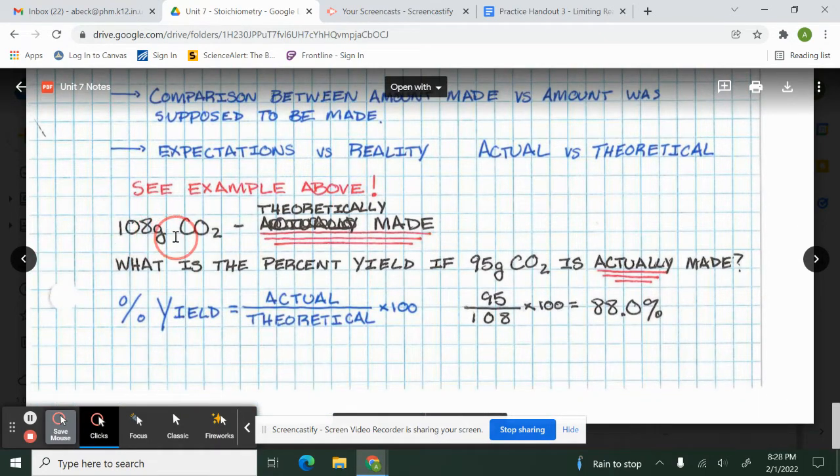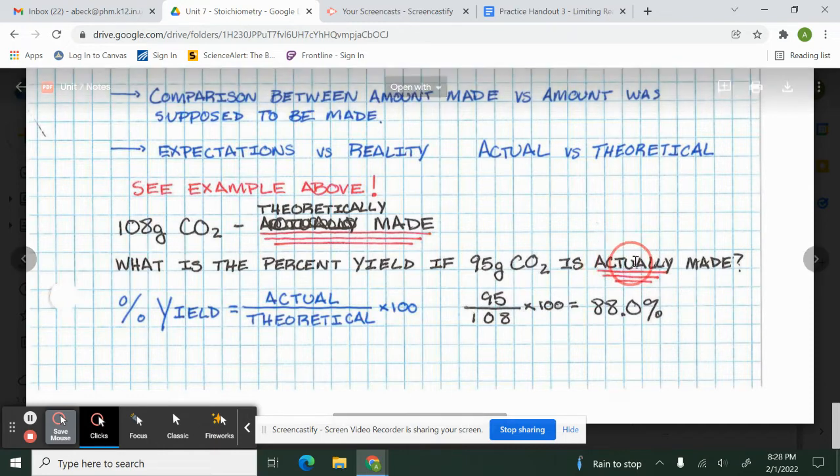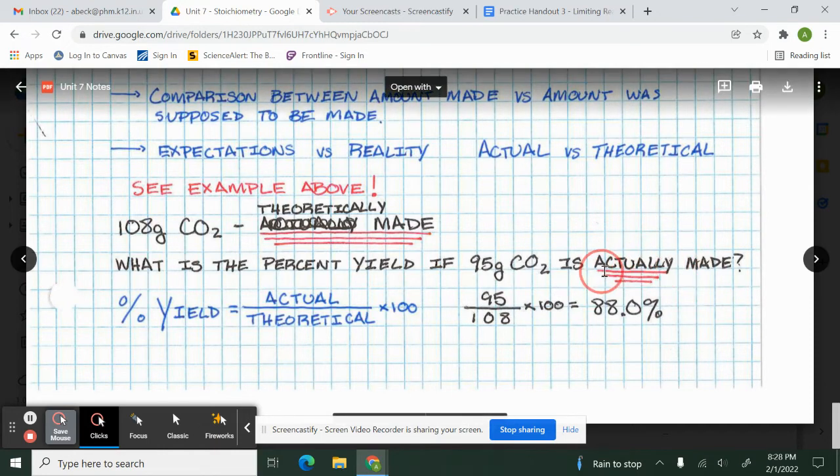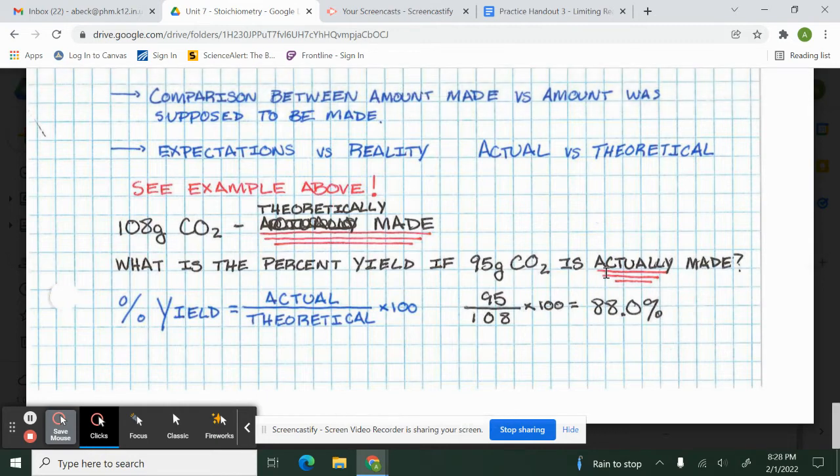We were supposed to make 108 grams of CO2. That's our theoretical amount. In a perfect world, that's the amount of CO2 that's made. So my question is, what is the percent yield if 95 grams of CO2, this is a very key word there, you see it, is actually made?